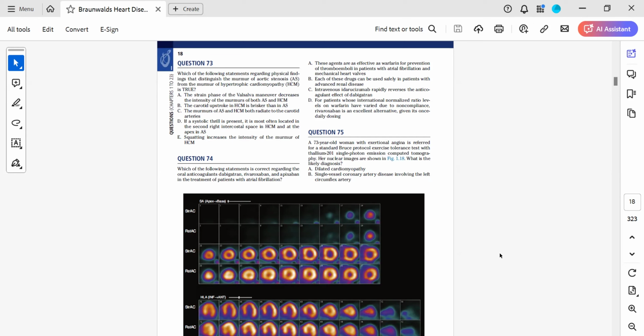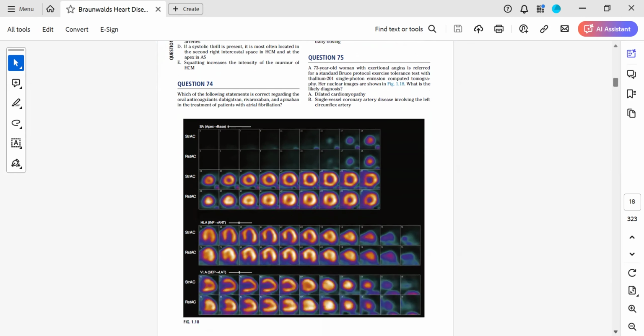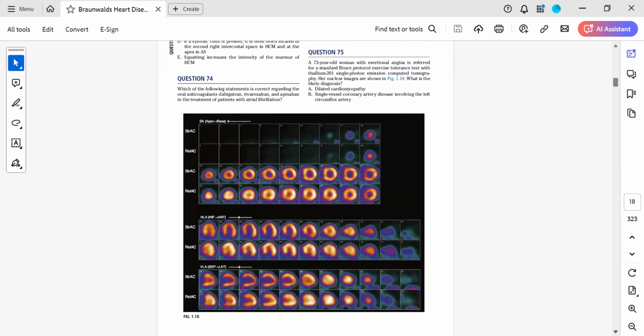So I'll go to question 75. A 73-year-old woman with exertional angina is referred for a standard Bruce protocol exercise tolerance test with thallium-201 single photon emission computed tomography. Nuclear images are shown in figure 1.18. What is the likely diagnosis? A, dilated cardiomyopathy.